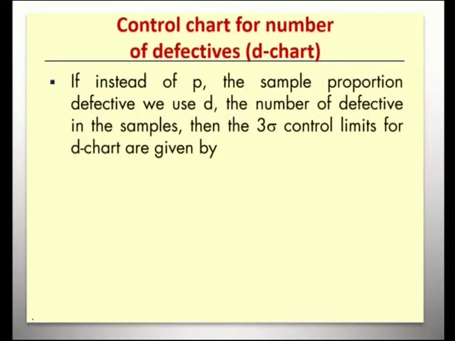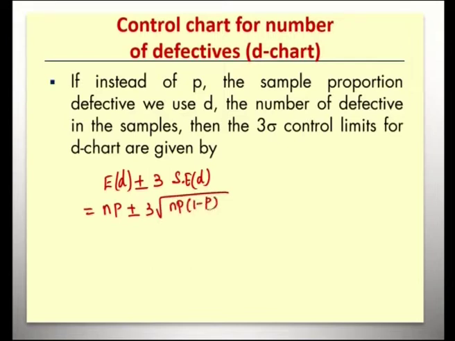Next is the D chart, that is the control chart for number of defectives. If instead of P, the sample proportion defective, we use D, the number of defectives in the samples, then the 3 sigma control limits for the D chart are given by the standard formula: expectation of D plus or minus 3 times the standard error of D. That is equal to NP plus or minus 3 into root of NP into 1 minus P.